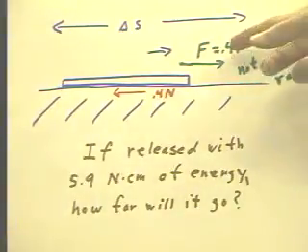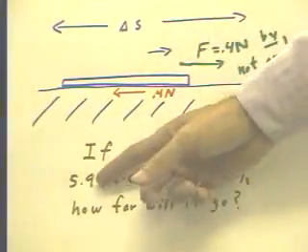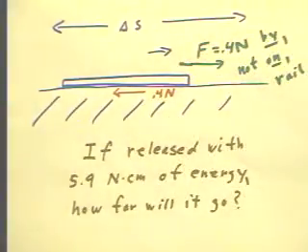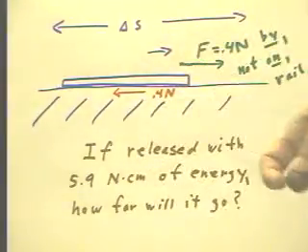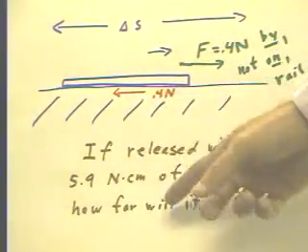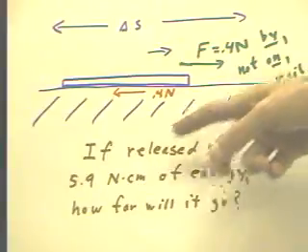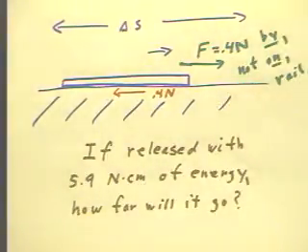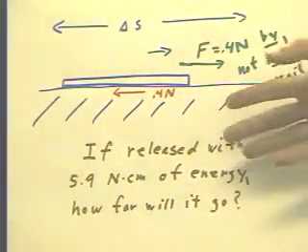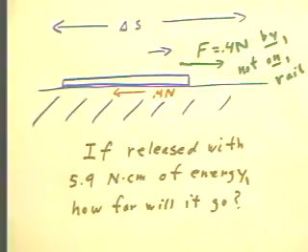So the force times the delta S is going to have to equal the 5.9 Newton centimeters. Of course, the force is 0.4 newtons, so we can easily solve for delta S. What's going to end up is we're going to divide 5.9 Newton centimeters by 0.4 newtons, and that's going to give us just a little less than 15 centimeters. Then we can check to see whether that's consistent with how far the rail in fact traveled.